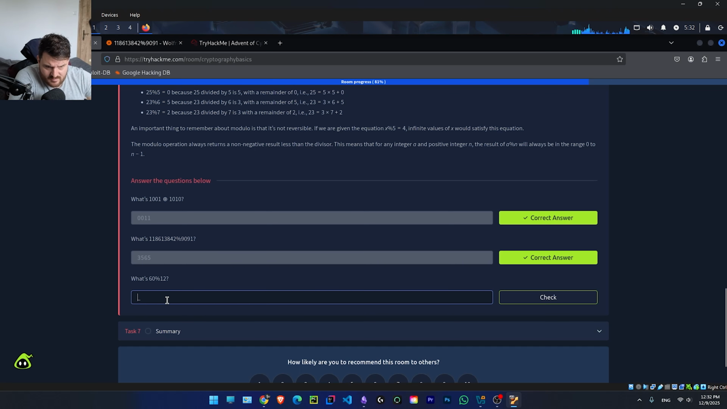What's 60 modulo 12? Well, let's see. I will say it's a 4. Actually, it's 5. Wait. If we multiply by 5, it's 60, so the remainder is 0.